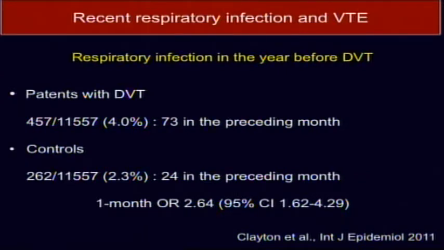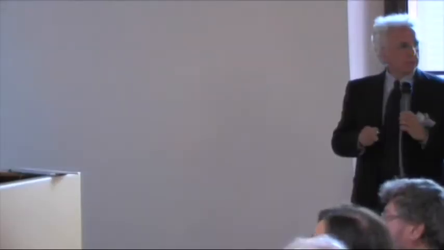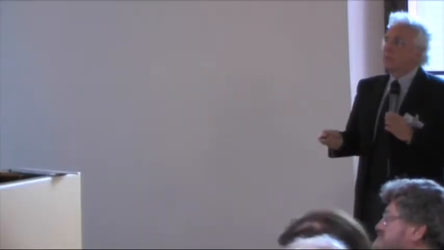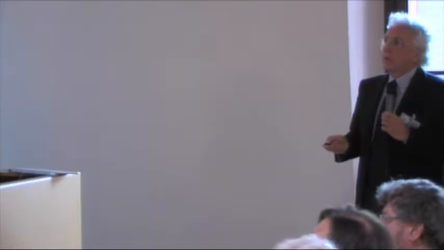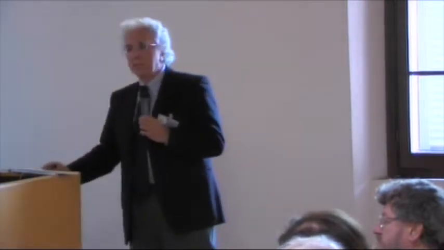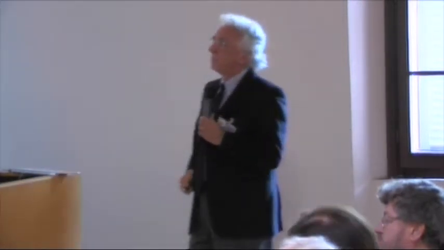So patients with DVT had in 4% of cases a respiratory infection in the year before the event. And in 73% of these cases, this infection was in the month that was preceding the event. In the controls, this was 2.3%, and in 24% of the cases, there was an infection in the preceding month. So the 1 month odds ratio was 2.64 in favor of patients having an infection before having a DVT.